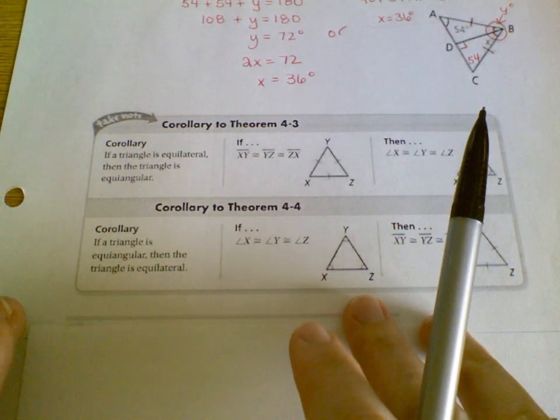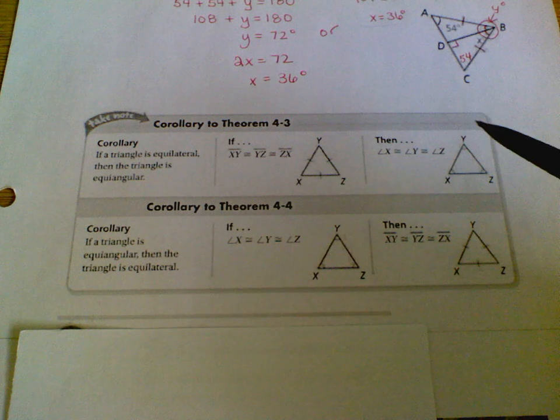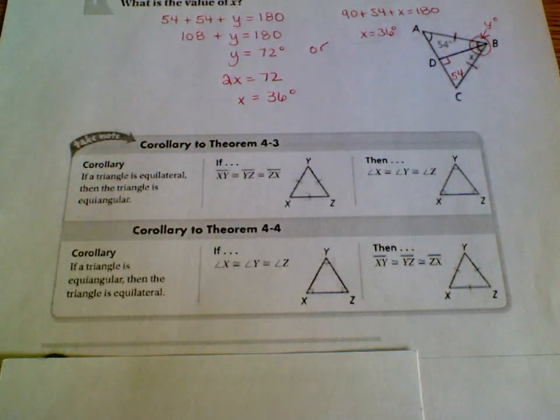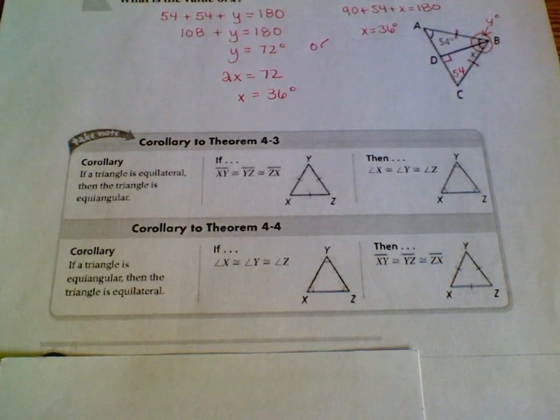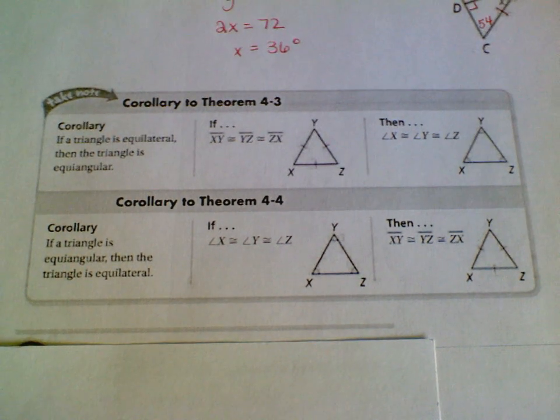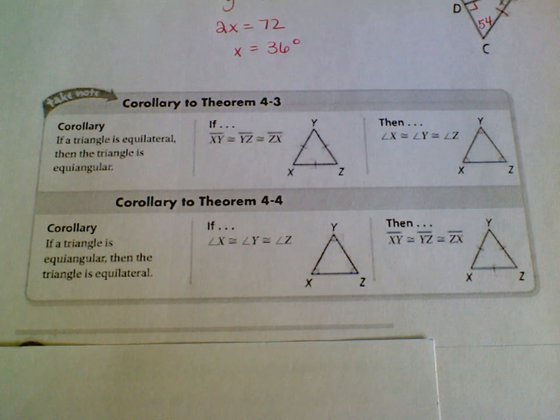Alright, last piece here, talking about equilateral triangles. Corollary to Theorem 4.3 says, if a triangle is equilateral, then the triangle is equiangular. So make sure you know what those words mean. Equilateral, lateral stands for sides, equa means equal. So equilateral means they all have the same sides, they're all congruent to each other. And equiangular would mean that all the angles are congruent.